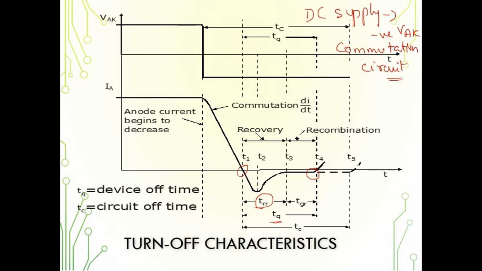You can see TC, which is nothing but the circuit turn off time. Always our circuit turn off time should be greater compared to your anode turn off time. So your entire circuit should turn off last, not first. That you have to keep in mind. This is all about the turn off characteristics of thyristors.